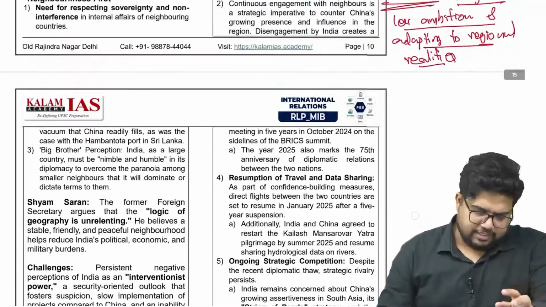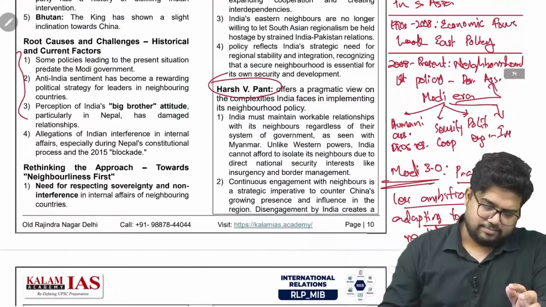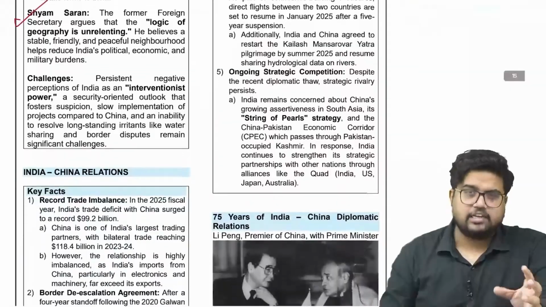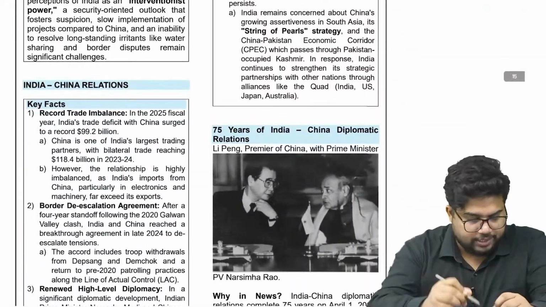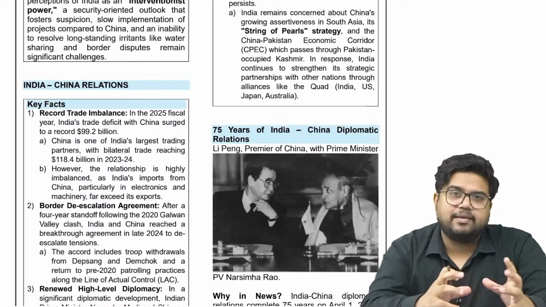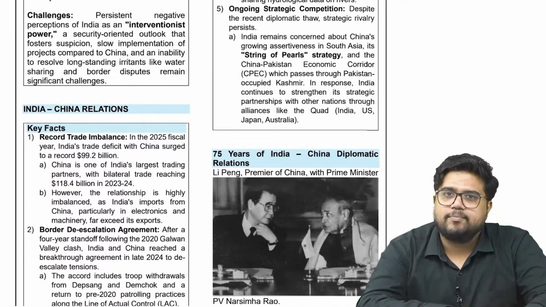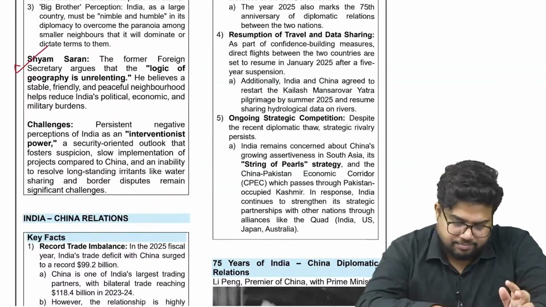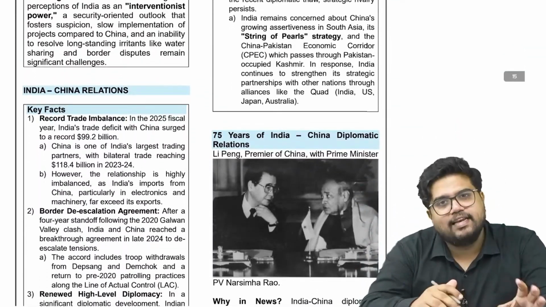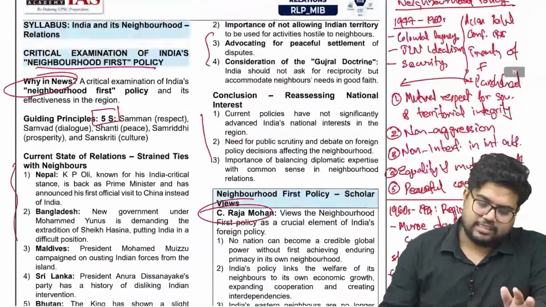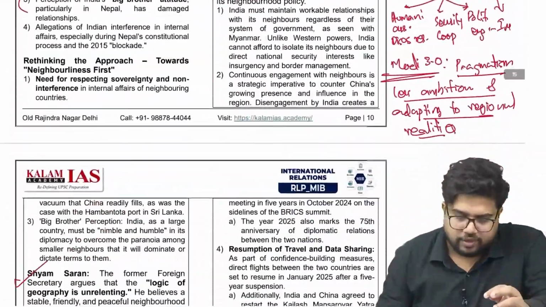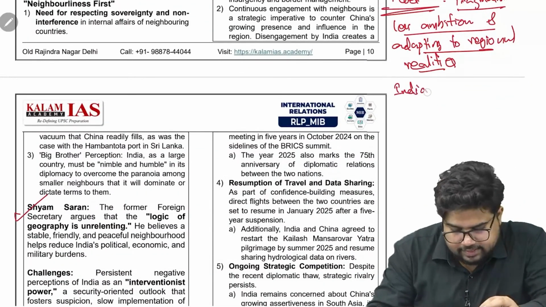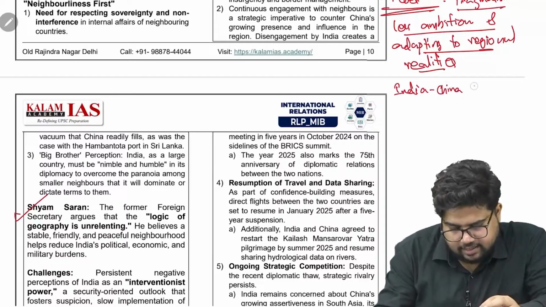So rest of the content you can go through Shyam Saran, what has said, Harsh Pant and C. Rajamohan, what is their political views on India's neighborhood policy, you can go through here. Now comes to the again most important India-China relations. Then you will be well aware what exactly is going on between India and China. Again, like we have done for this India's neighborhood first policy, let's have an overview of India-China policy also. India-China relations.